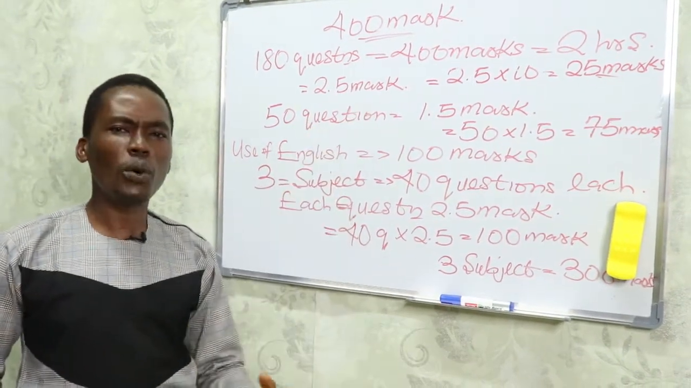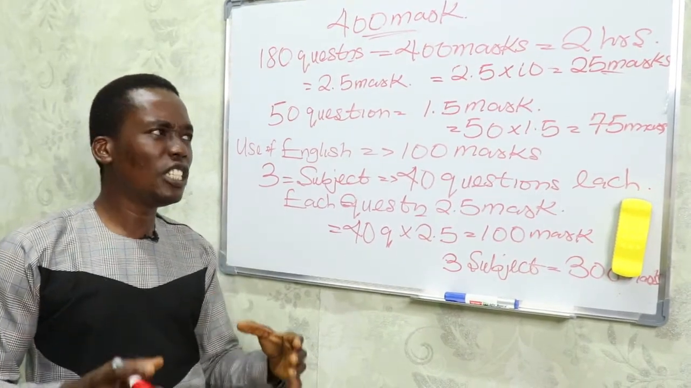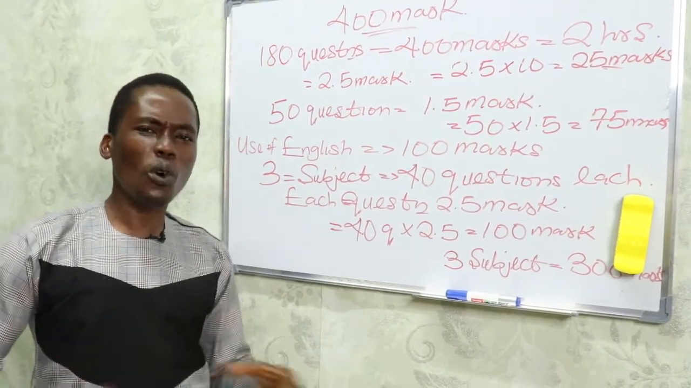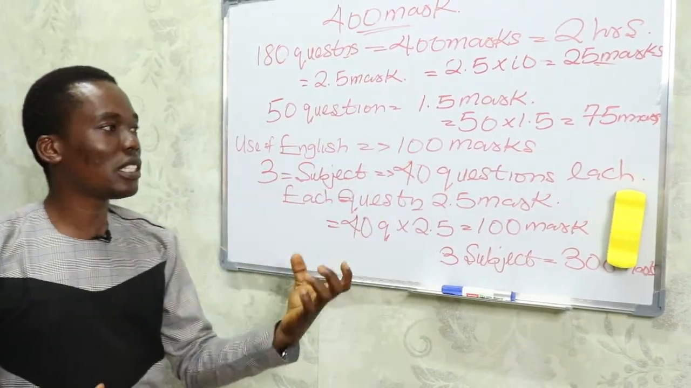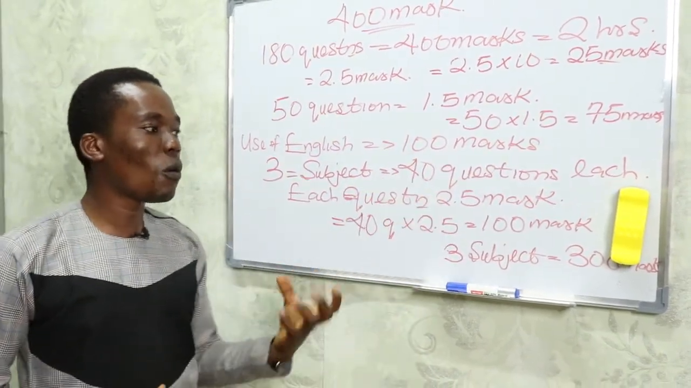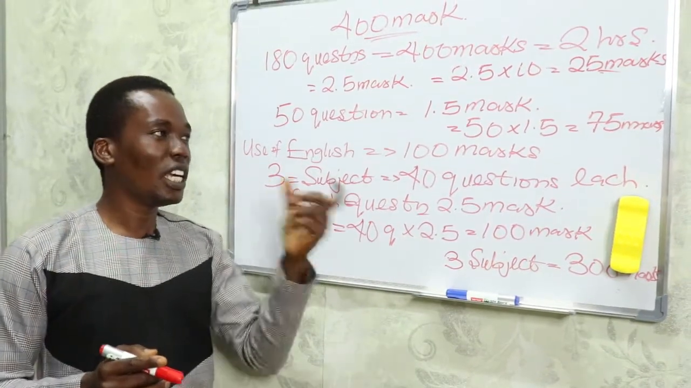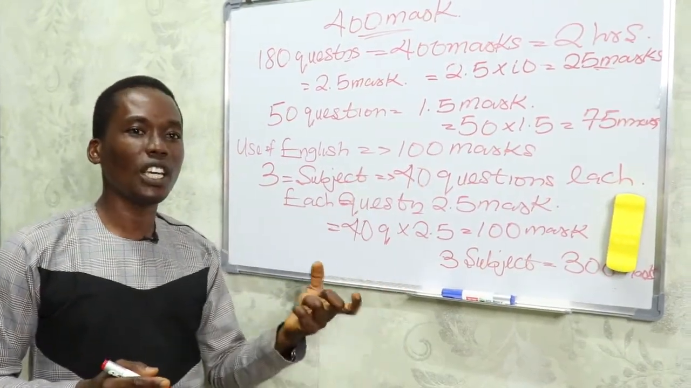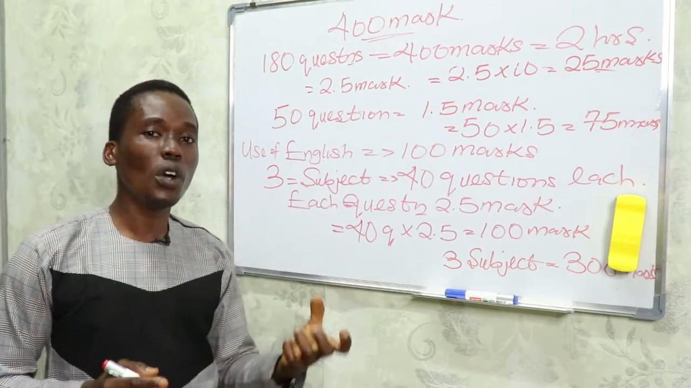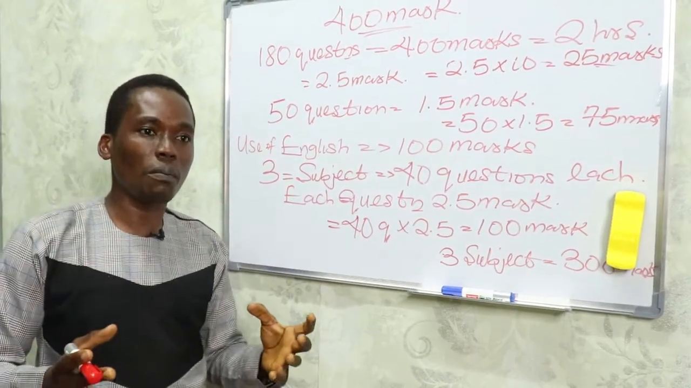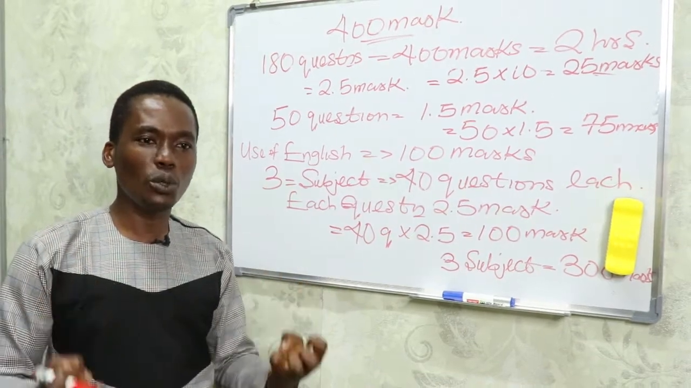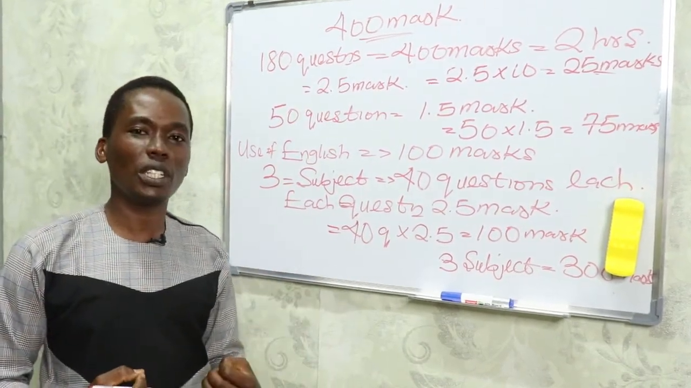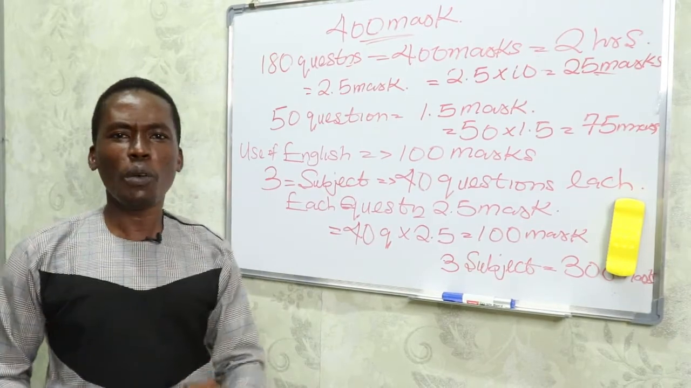Now, in the next video, we are going to show you what you need to do if you want to score 300 marks. This is exactly the subject combination and the score Jamb awards to every question in the various subjects you'll be taking. If I say I want to score 300 in my Jamb, what do I need to do to get that 300 score? In the next video, we are going to show you that.